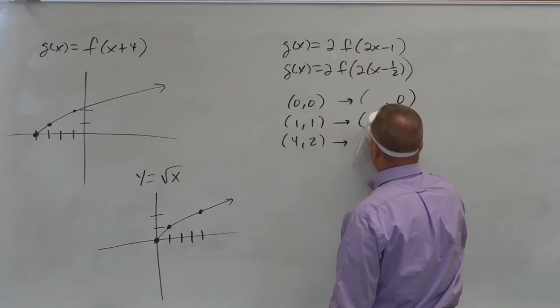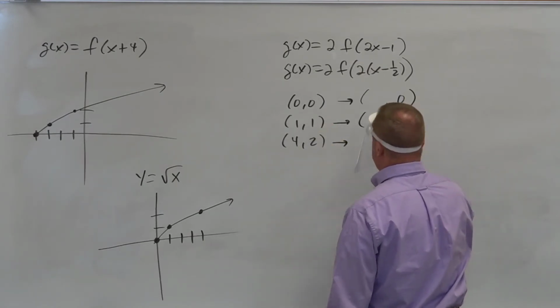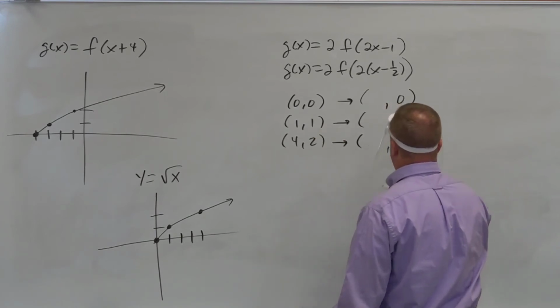So 0 times 2 is 0. 1 times 2 is 2. 2 times 2 is 4. Okay?